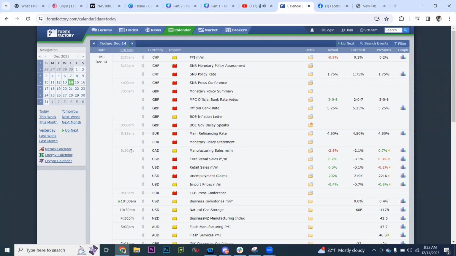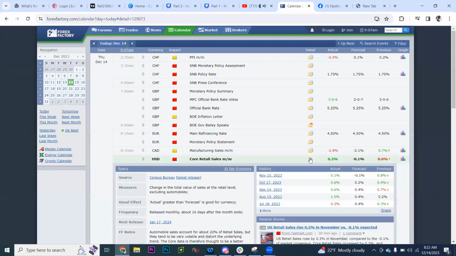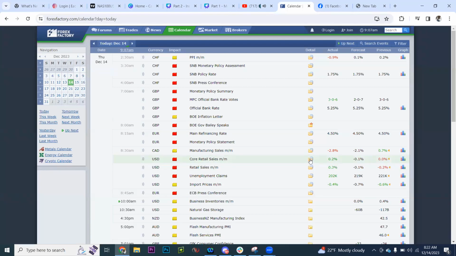Today there was a news event at 8:30. 1, 2, 3, 4 folders. I didn't care about the yellow one because the red is the high impact, right? So here, same thing as normal, we're looking at the grade card. Boom. Actual greater than forecast is good for currency. This actual is greater than the forecast. That's one positive for USD.